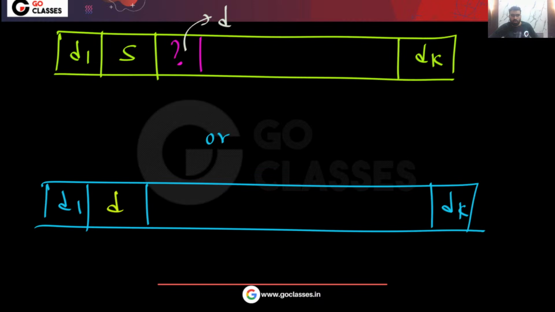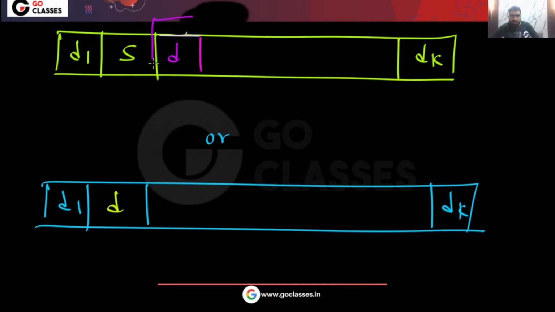Agree? And similarly, if this is already a digit, then there is no problem. Yes or no? There is no problem. So you can see what I am telling you. If you are putting a sign here, then here you have to put a digit.